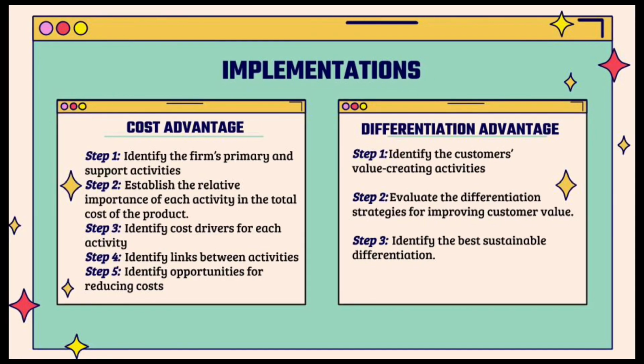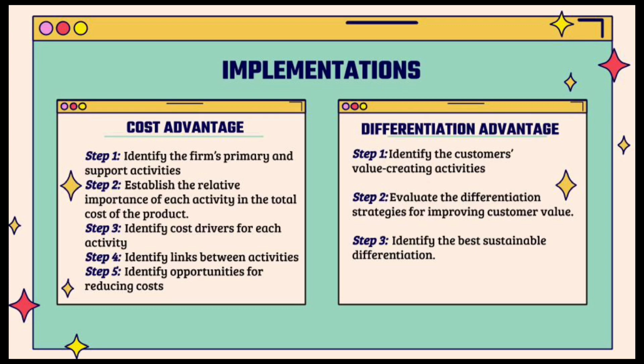For the cost advantage, step 1 is to identify the firm's primary and support activities undertaken, starting from receiving and storing materials until the marketing, selling, and after-sales support in producing goods or services. After that, establish the relative importance of each activity in the total cost of the product, following with identifying cost drivers for each activity. Step 4 is identifying the links between activities that lead to better understanding on how cost improvements will affect the whole value chain, followed by identifying opportunities for reducing costs.